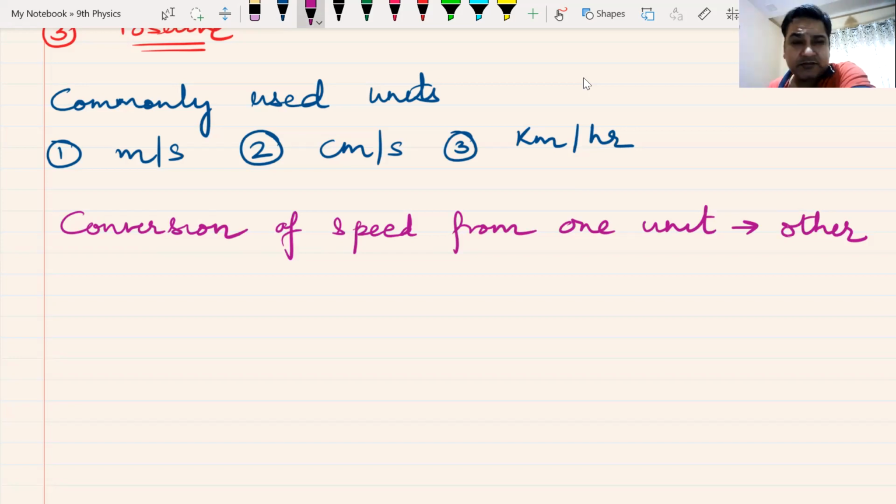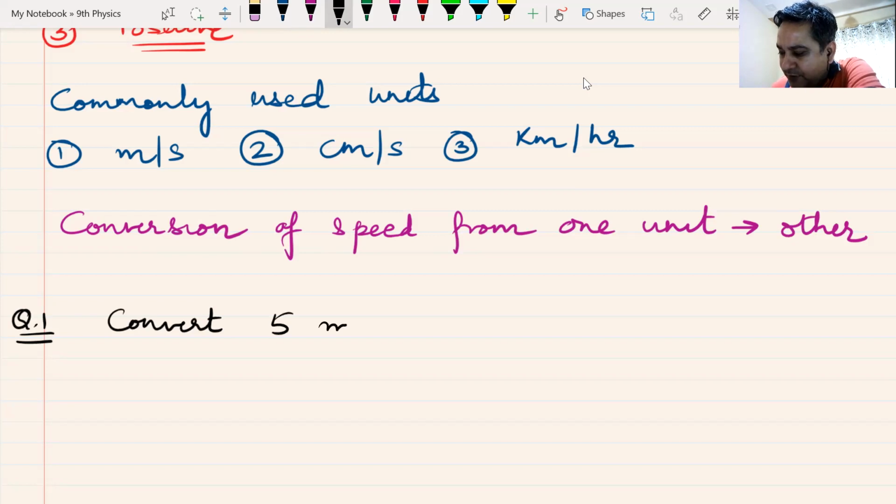How will you do it? Without telling you anything, I put up a question. Question number 1. Let's see how much you know. Convert 5 meter per second into centimeter per second. Let's see if you can do this.